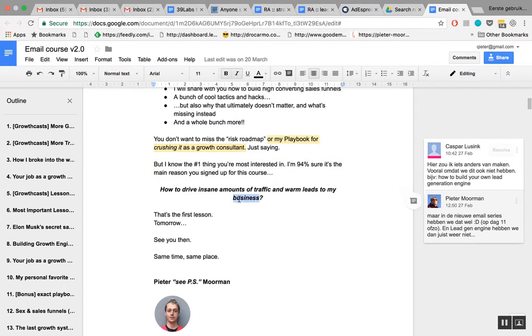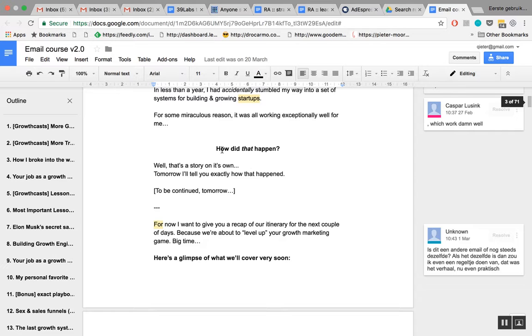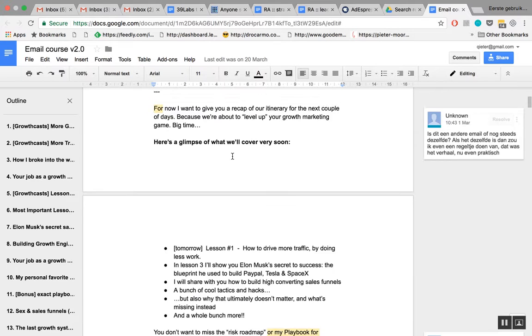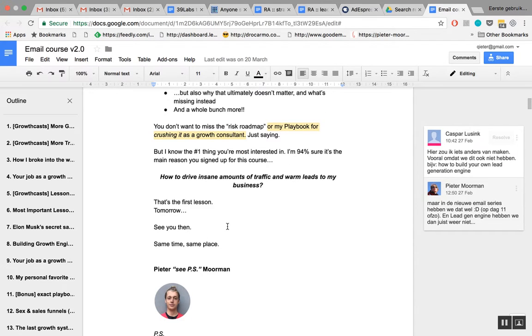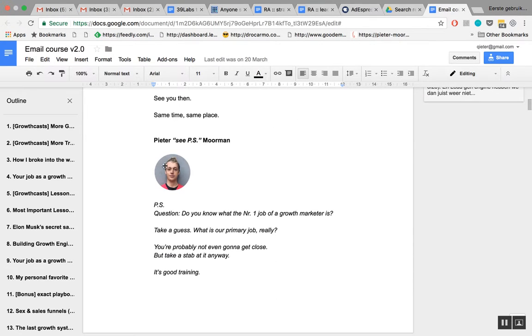So that's the first lesson, which is tomorrow, right? So that's another hook. So it's like all over the place here. There's one massive hook, then here are smaller ones, and then here's another massive one, same place, same time, blah, blah, blah. This is actually a really good idea to add your picture so people can relate to you.